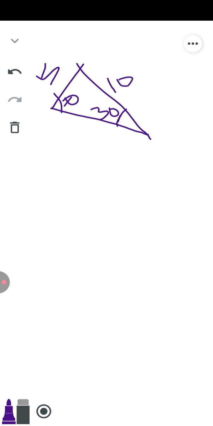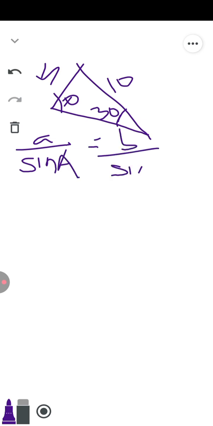So what's my sine rule? That's a over sine A is equal to b over sine B. Do we get that? So what is small letter a? A means side. So we have two sides there now that we are given, this side and this side. So you can pick any one. Do you understand?